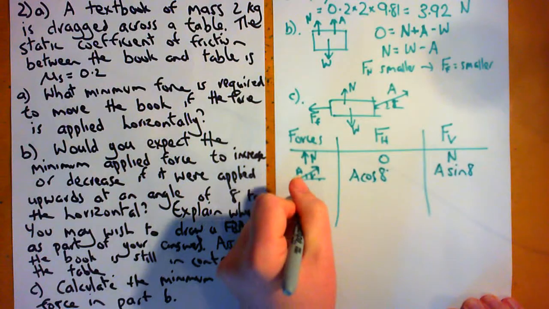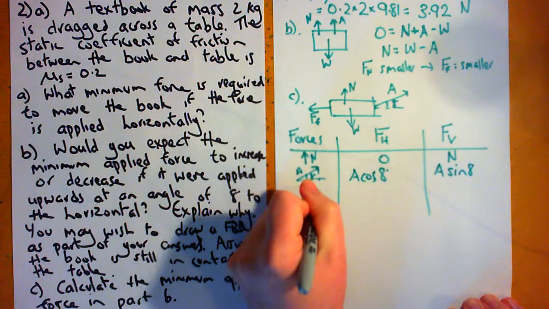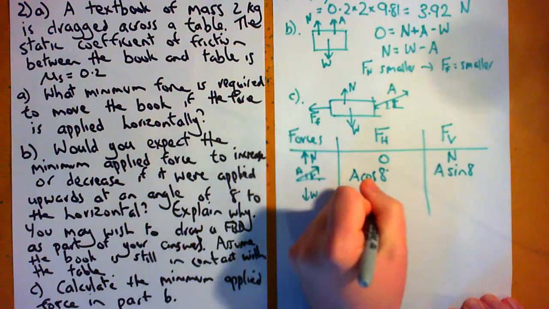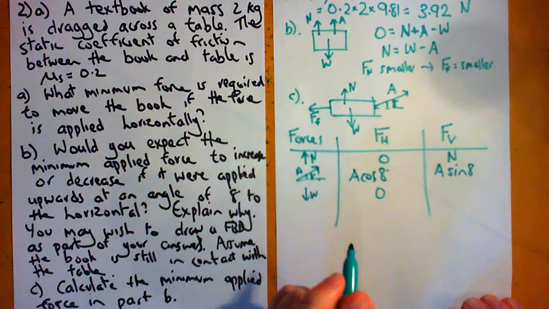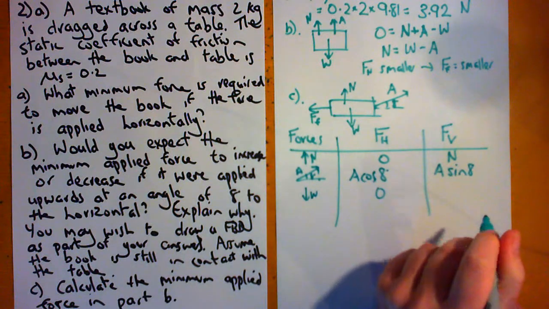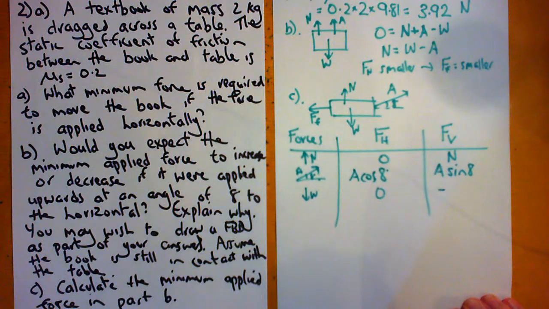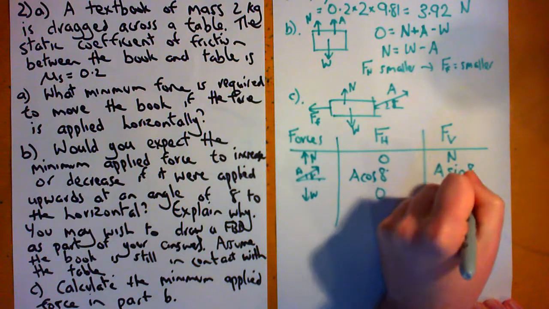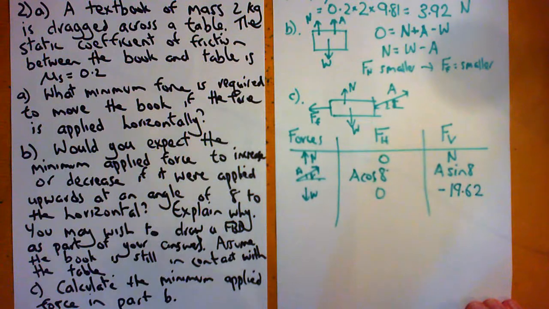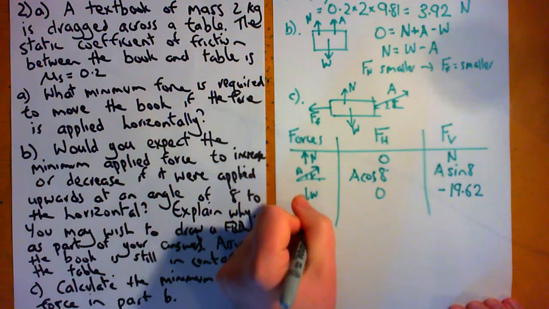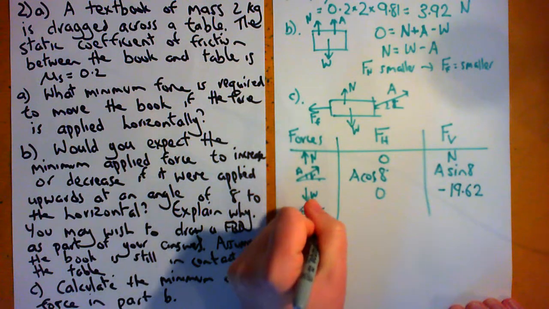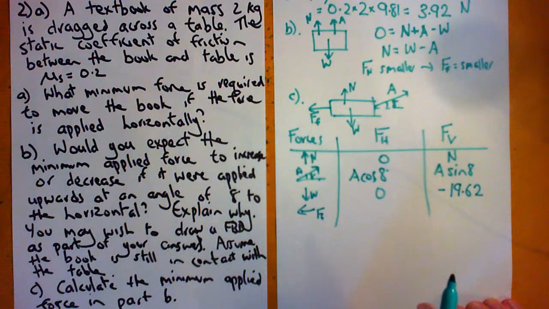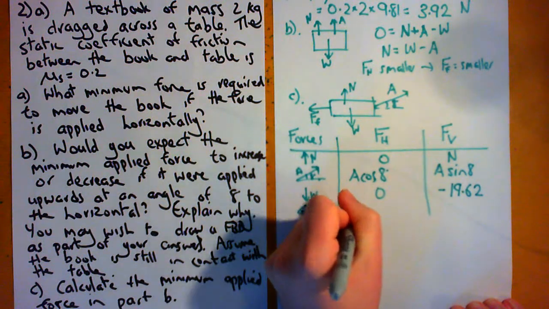So the weight force, and this we already know, it's got a horizontal component of 0, and this vertical force is going to be negative because it's downwards, and the weight force is mass times gravity. 2 times 9.81 makes that 19.62. Now we have a force due to friction, which is to the left, which is mu times Fn. It's left, which means it's negative.